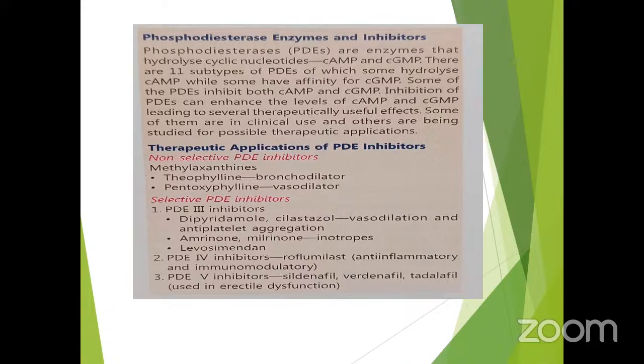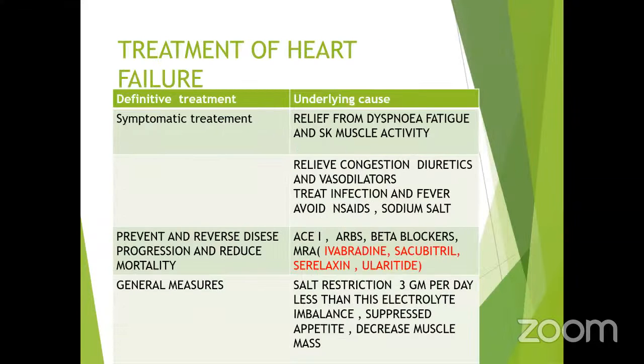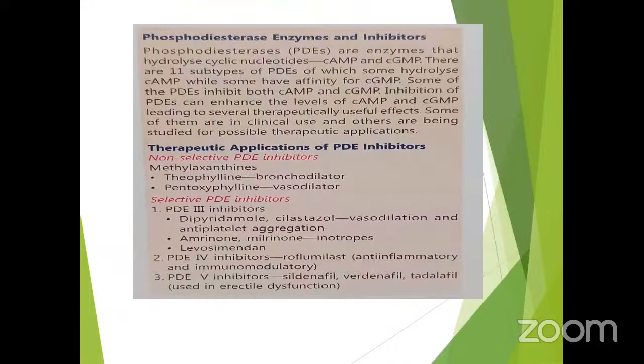Selective PDE3 inhibitors: dipyridamole, cilostazol, causing vasodilatation and antiplatelet aggregation. Dipyridamole causes coronary steal phenomenon; cilostazol is used in case of peripheral vascular diseases. Amrinone and milrinone are inotropes, as well as levosimendan, which is used in acute heart failure. PDE4 inhibitors are roflumilast, which is anti-inflammatory and immunomodulatory. PDE5 inhibitors are sildenafil, vardenafil and tadalafil, which are used in erectile dysfunction and also in pulmonary hypertension, but never use sildenafil and nitrates together.